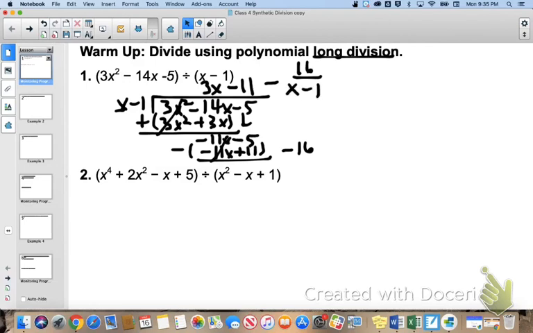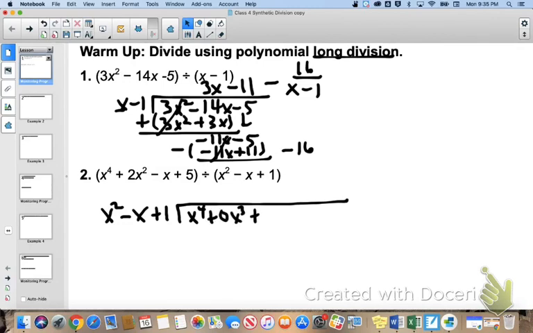All right, with the bottom one. Okay, we're dividing by a quadratic. This is the first one we've done like that, but that's okay. It's good to be challenged. We're going to divide by the trinomial. Now on the inside we have x to the fourth. Remember, you have to account for every single one. There's no x cubed, so we're going to add in a 0x cubed. And we've got plus 2x squared minus x plus 5.